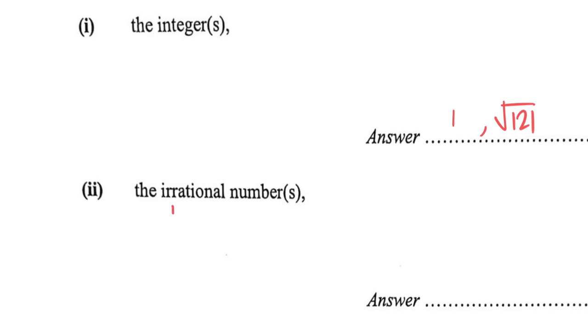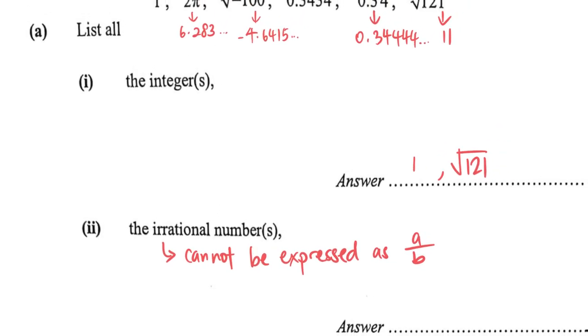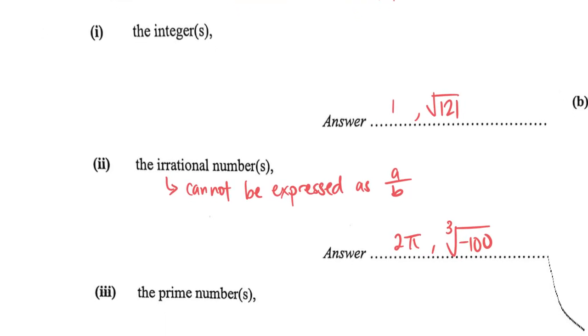Irrational numbers are numbers that cannot be expressed as a fraction. So the answer for this would then be 2 pi and cube root of negative 100. The rest of the numbers can be expressed as a fraction.